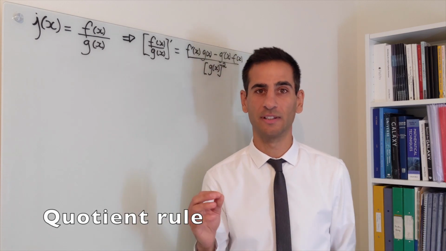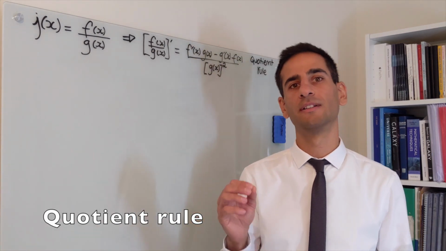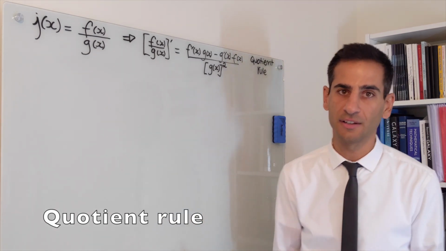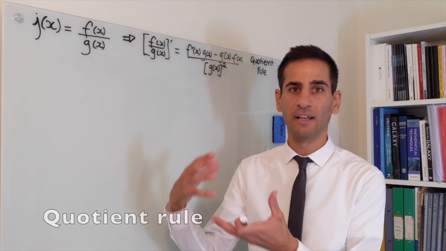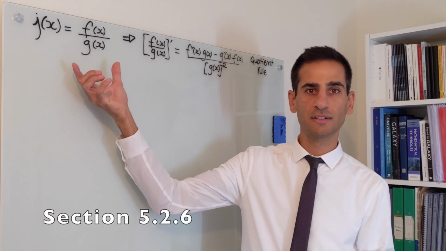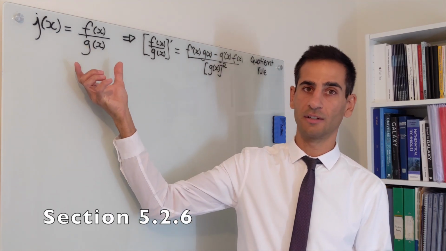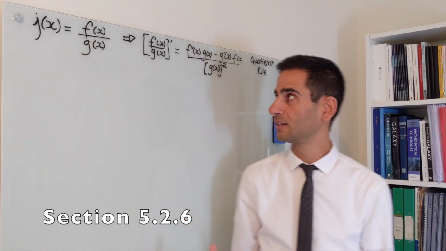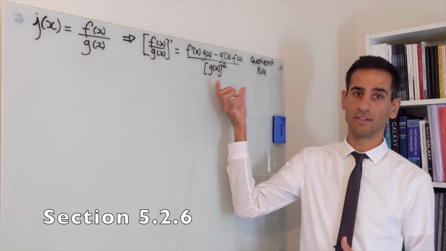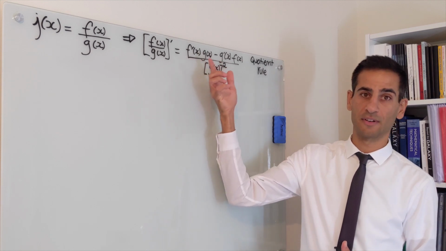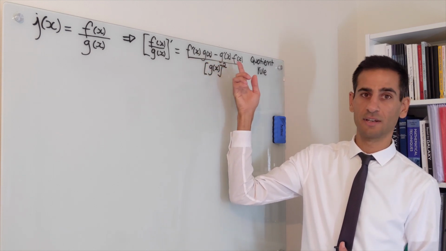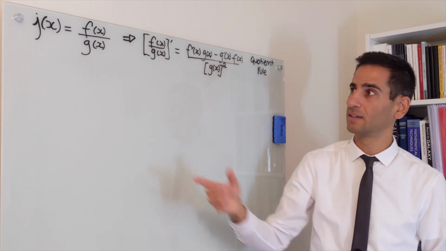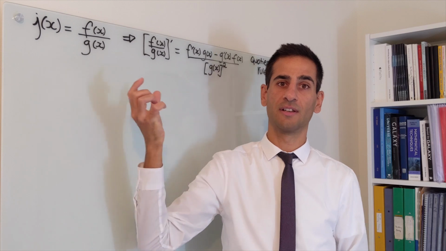You're probably familiar with another very popular differentiation rule. That's the quotient rule. Essentially, it tells you that if you're looking at the quotient of functions like j of x here, which is a quotient of f of x over g of x, you differentiate it by following this rule. It's the derivative of f of x times g of x, minus the derivative of g of x times f of x, divided by g of x squared.